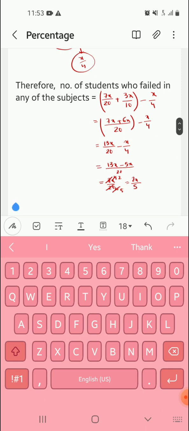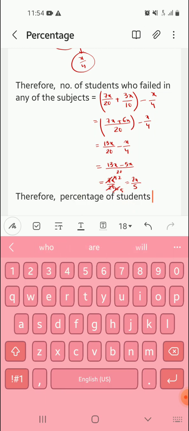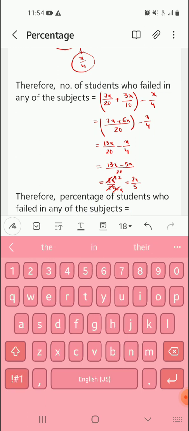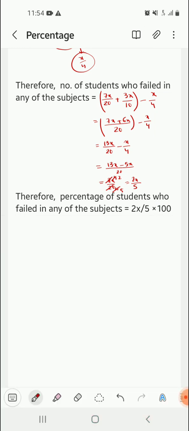So we are going to write, therefore, percentage of students who failed in any of the subjects is equal to 2x by 5 into 100, because in order to convert a fraction into percentage we have to multiply it by 100.